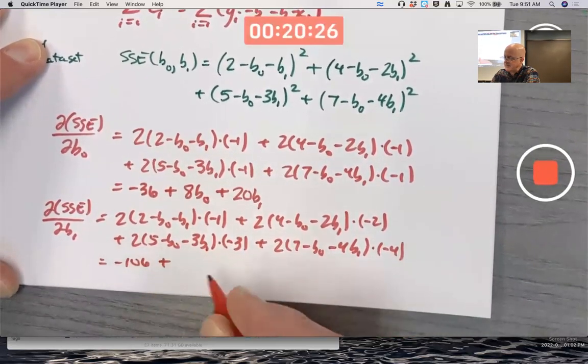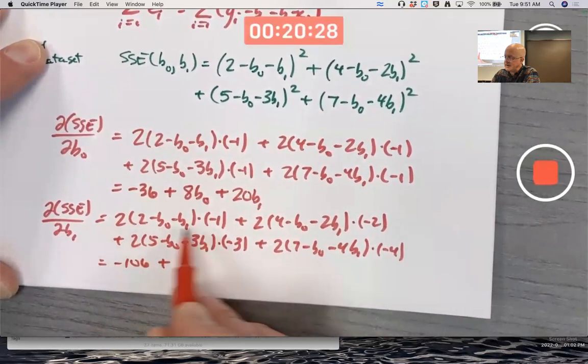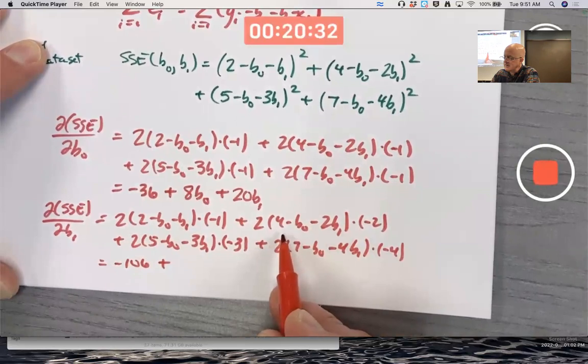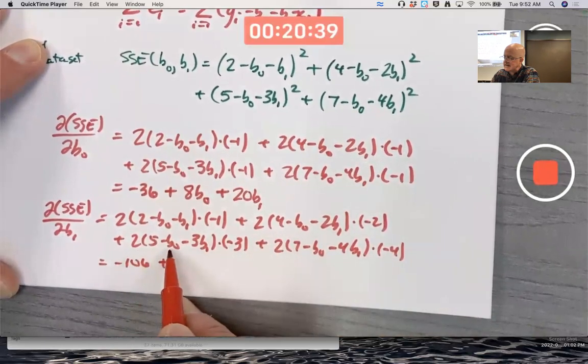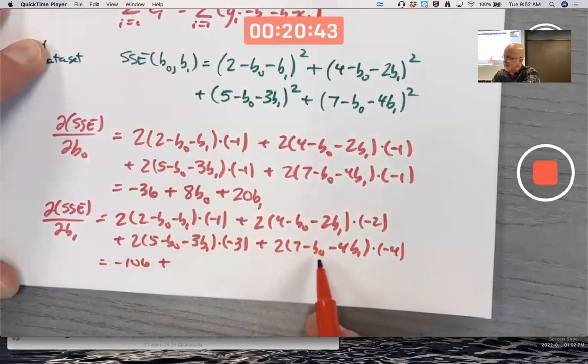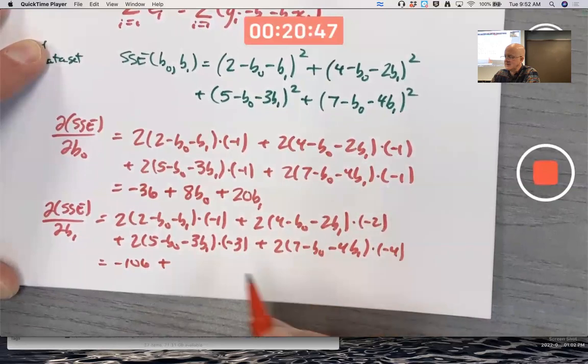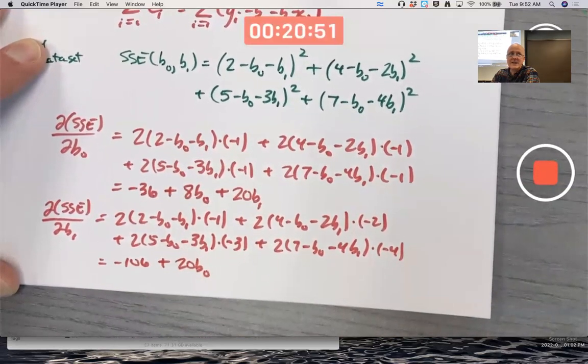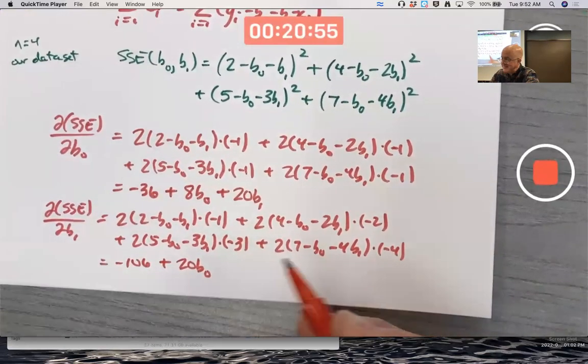Coefficient of B0. Here you're going to get a 2. Here you get a 4. So we're up to 2 plus 4 is 6. Here we're up to 6 more is up to 12. And finally, 8 more is up to 20. Look good? 20 B0. It's a way to help you stay awake. Okay, do the calculation in your head with me here.